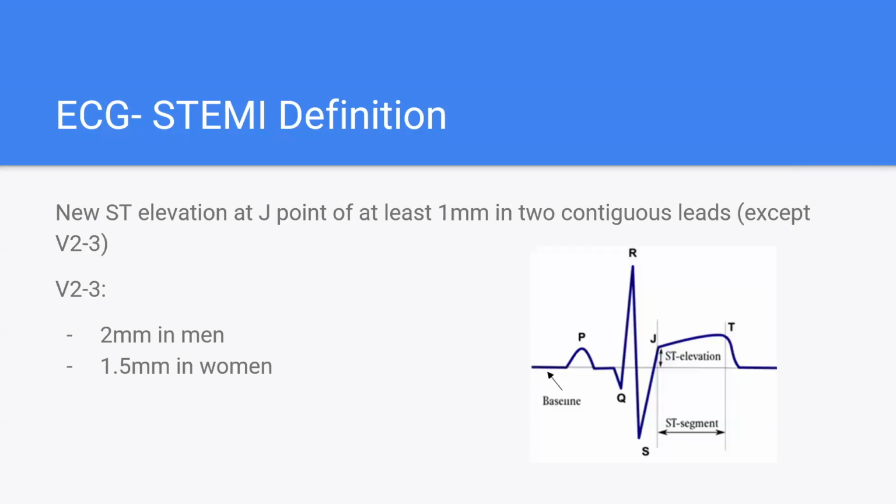The J point, just to remind you, we have our complex here, where the S wave comes up and then turns into that ST segment. So you'll usually see a little bit of this convexity, and that's the J point. That's where you want to measure for ST elevations.